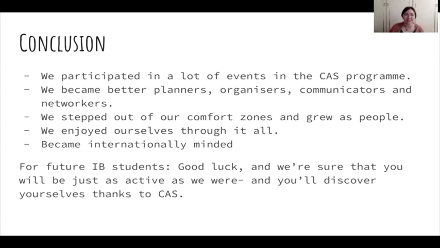But as you can see, we participated in so many events in the CAS program, and we explored lots of different areas of interest. We grew as a class and as individuals. We stepped out of our comfort zones. We became internationally minded, better communicators, better networkers, planners, organizers. And right now, I think you could throw any event at us and we'd just be like, okay, and we'd plan it for you in like 2 days.